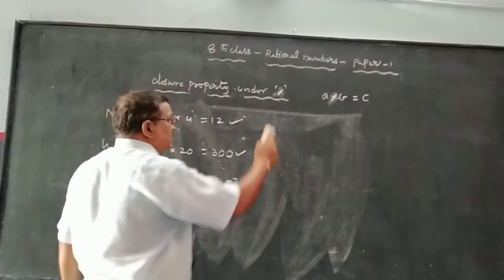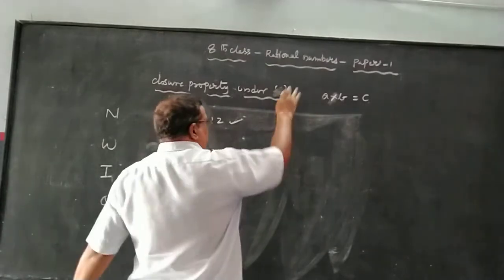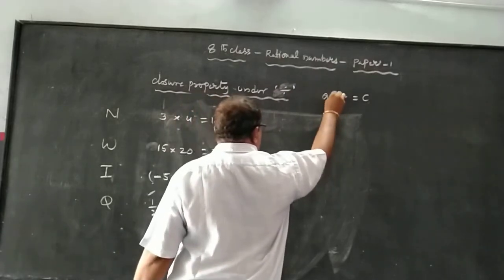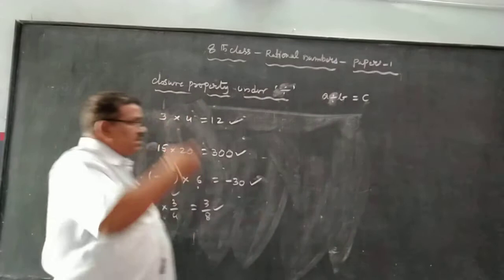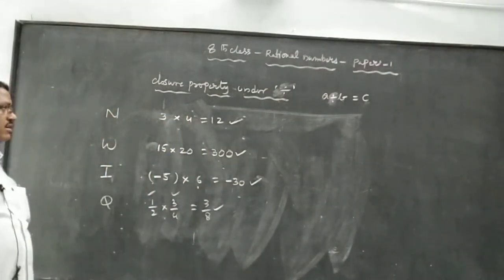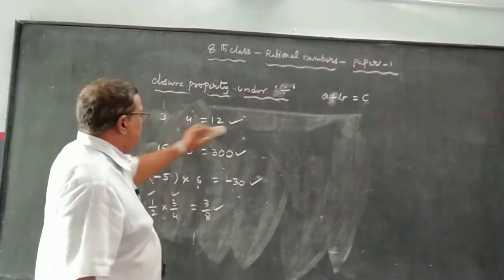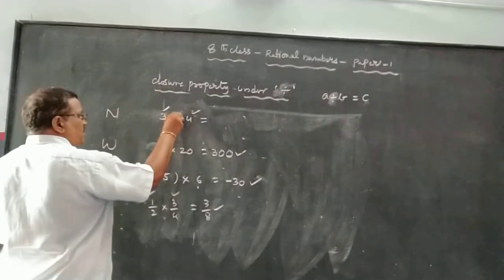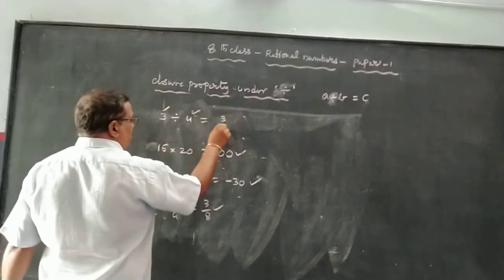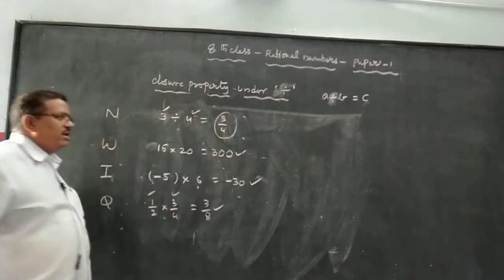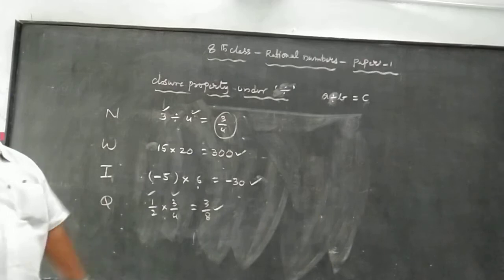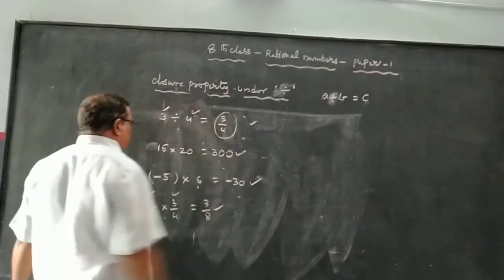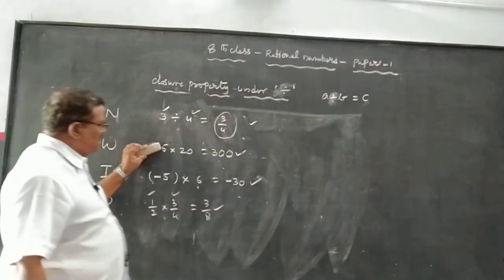Now we are going to discuss closure property under division. How do we say this one? A divided by B equal to C. This is closure property under division. Let us see examples. 3 is a natural number, 4 is another natural number. The division of them is 3 by 4. Is it a natural number? Clearly, the RHS does not belong to the set of natural numbers, so natural numbers will not satisfy the closure property under division. Next, whole numbers follow the same pattern.